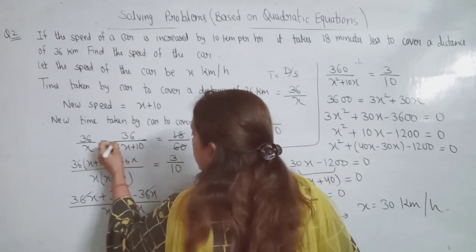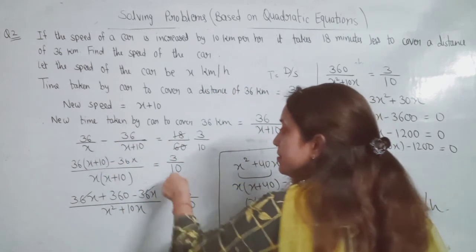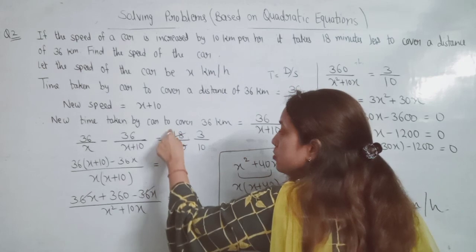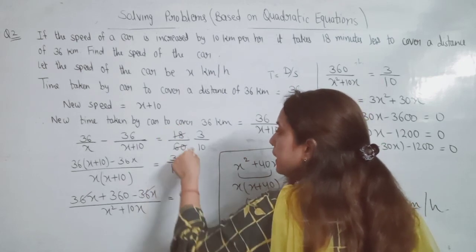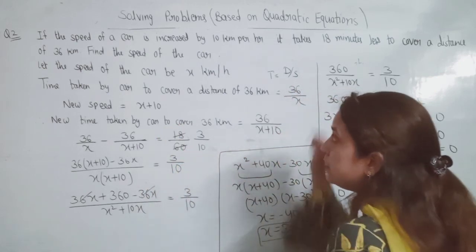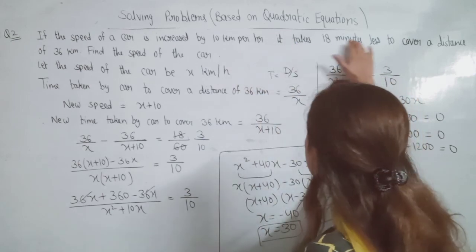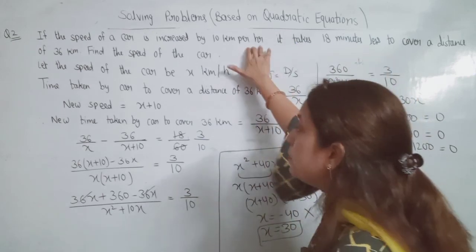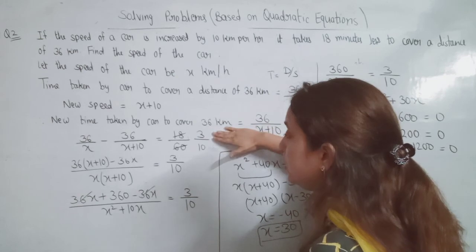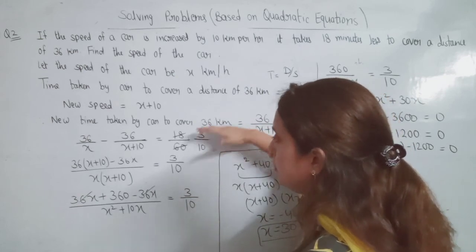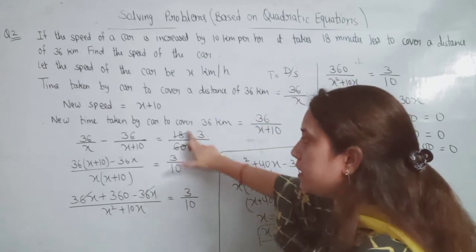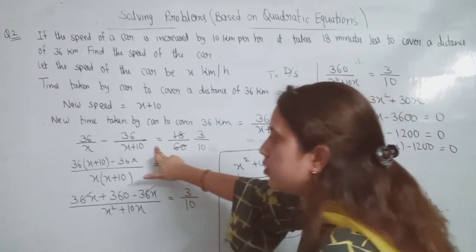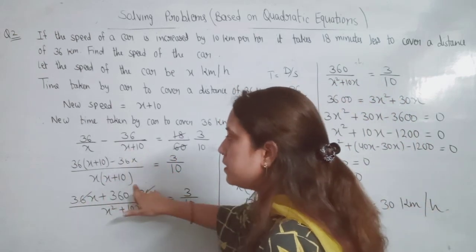It takes less time, that is 18 minutes. So first we convert the minutes into hours, because in the question the speed is given in kilometer per hour. So here we need to convert 18 minutes to hours. So it will be 18 upon 60. Now take the LCM, x into x plus 10.